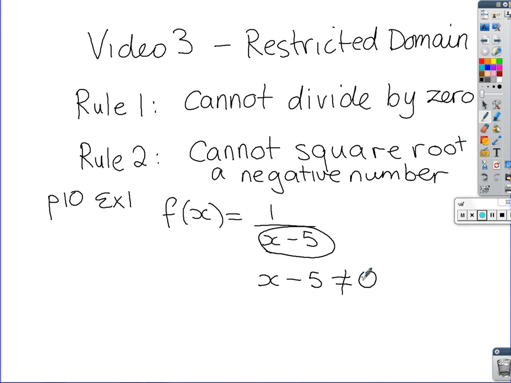If it was equal to 0, we don't have an answer for the function, so x doesn't map to any number in the range. So we need to restrict the domain by saying that x is not allowed to be 5, because if it was 5, we would be dividing by 0, which is rule 1. Cannot divide by 0.